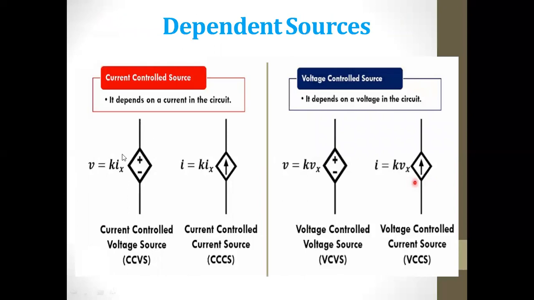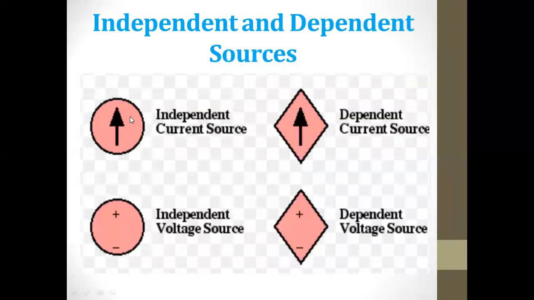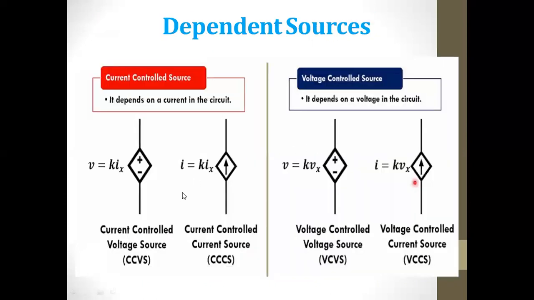See, if you just observe here, the one with the plus minus sign is said to be the voltage source, and the one with the arrow is said to be the current source. If it is an independent source, then the symbol will be a circle. If it is a diamond symbol, then it indicates that it is a dependent source. Here, these two are said to be the current controlled sources, and these two are said to be the voltage controlled sources. What do you mean by current controlled source, and what do you mean by voltage controlled source?